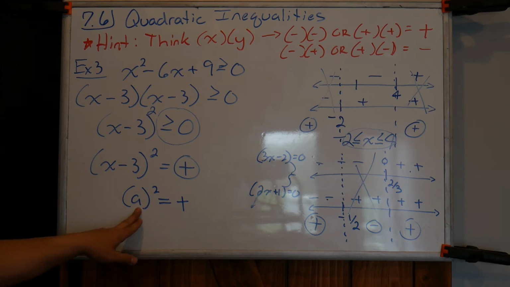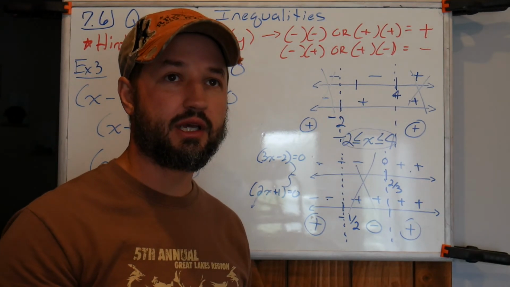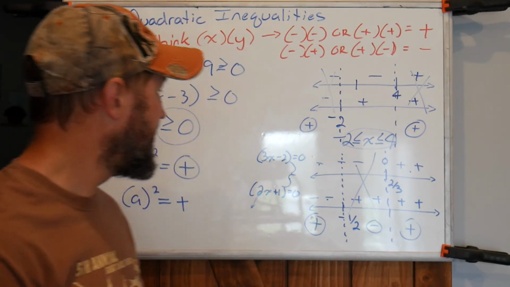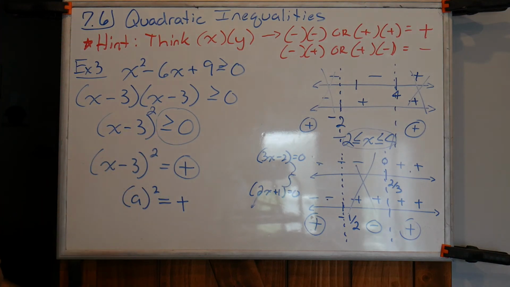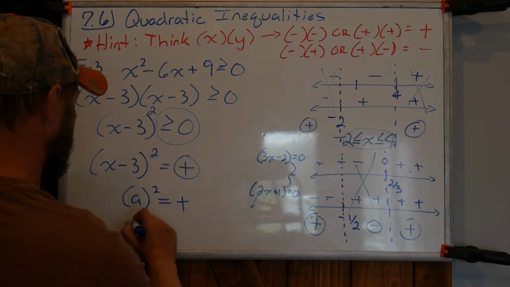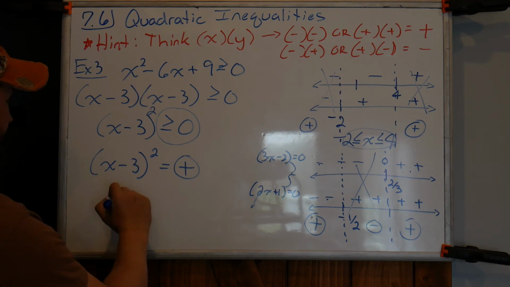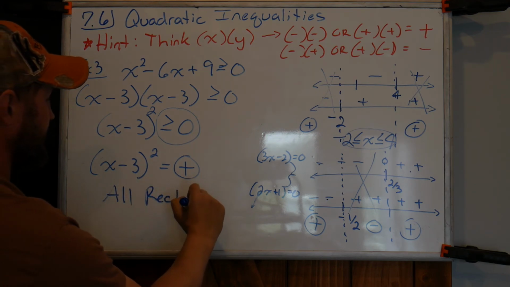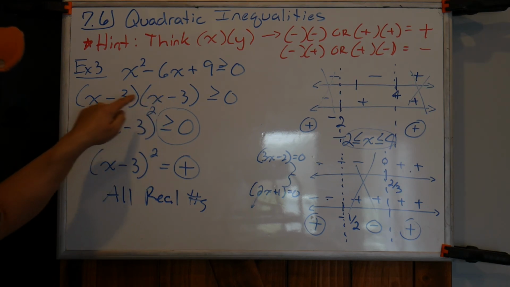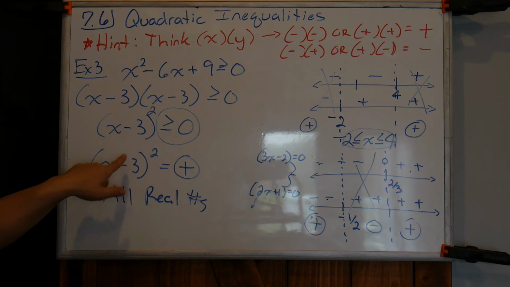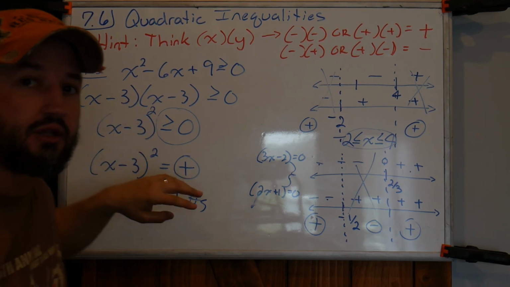Remember, if we square something, it's positive. Doesn't matter if it's a negative number, we're squaring it. Anything squared is positive. Anything squared is greater than or equal to 0. So my answer, let me erase this. My answer for example 3 is all real numbers. Because I had the same thing. If you have the same thing, you square it. I only have one quantity squared. That means anything inside there will be positive.